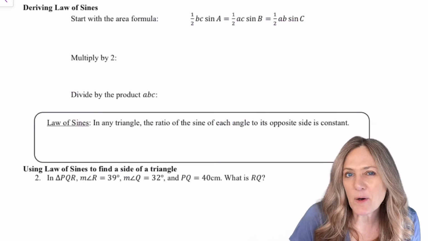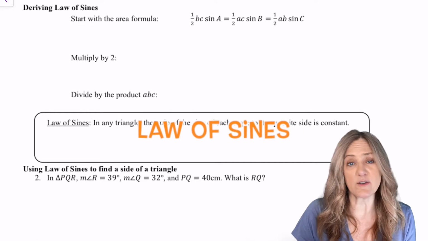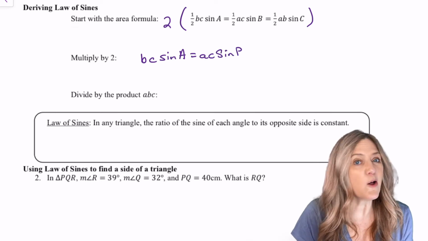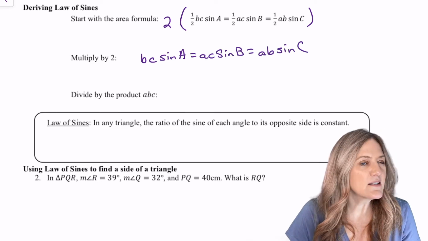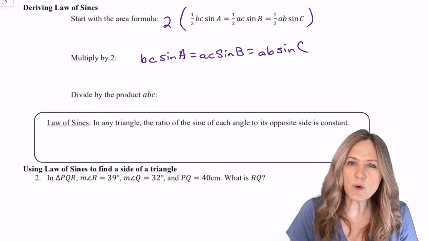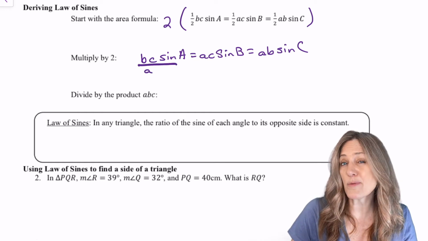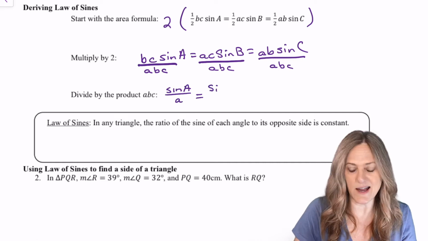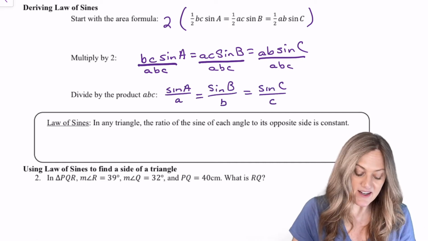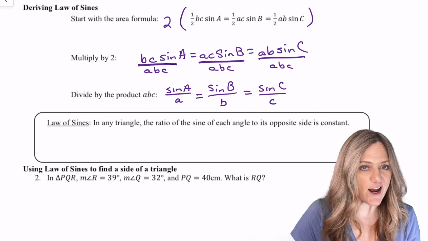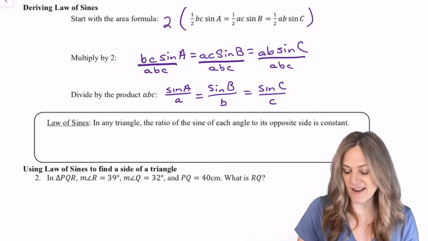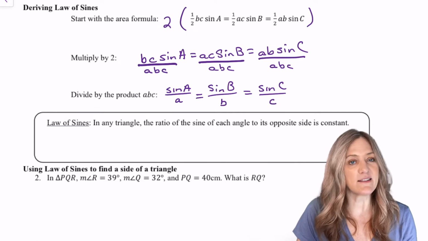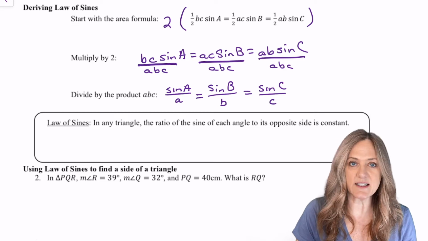Now, using our equivalent area formulas, we're going to derive the law of sines. We take our formula and we multiply all parts by 2. Next, this still looks like I can clean it up a little bit. So why don't we go ahead and divide by all three sides, side A, side B, and side C, the product of the three sides. Doing so, we see that we can go ahead and divide out the B and C from the first fraction, leaving sine of A over side A, the A and C from the second fraction, leaving sine of B over side B, and likewise sine of C over side C.